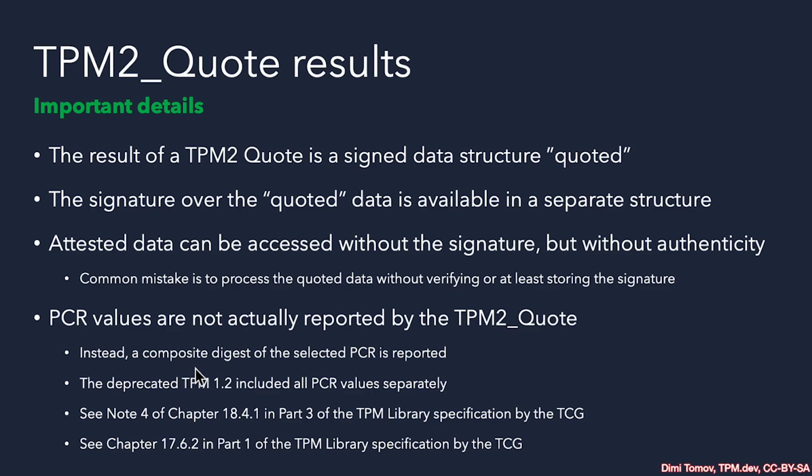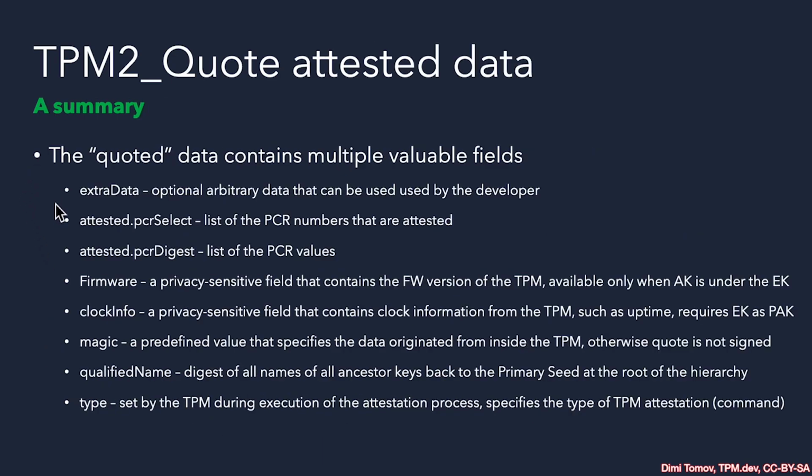multiple PCR selection results in a composite digest, and a single PCR value will result in a single value digest being quoted. Now, there are interesting notes to be read in the TCG specification that I've pointed out in part 3 and part 1, related to this change from TPM 1.2 to TPM 2.0. Here is an overview of the different fields of the quoted data.